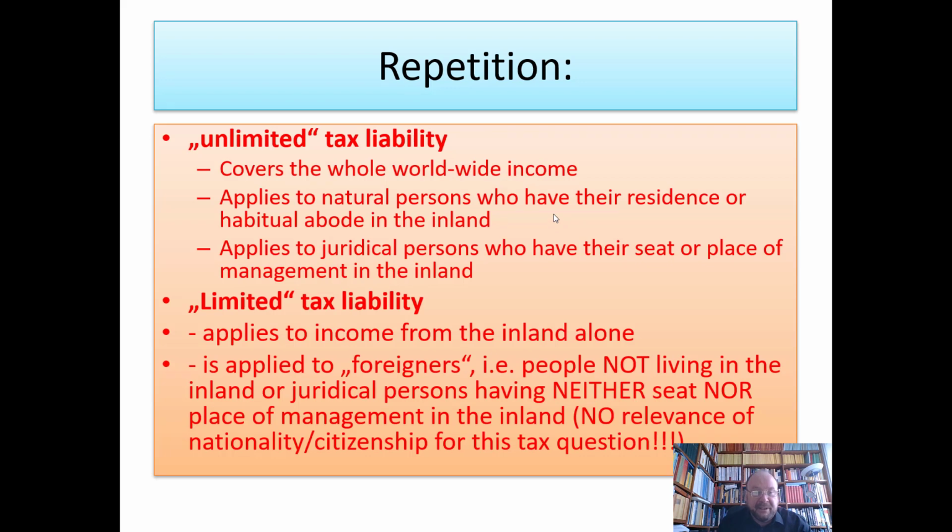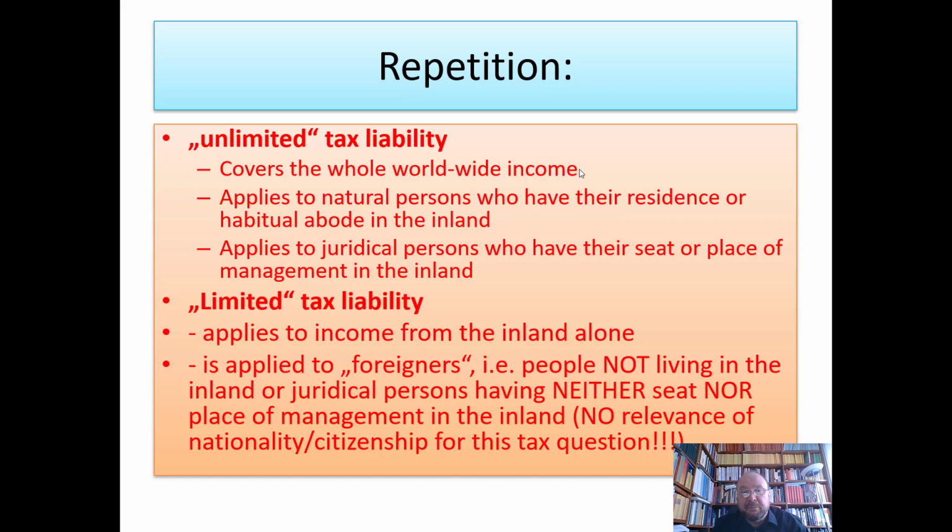Well, let's first repeat some of the basics because I know from my own student times you will probably have forgotten them. So remember, there was an unlimited tax liability, and that was a completely German technical term. Other countries would call it the taxation of residence, or the worldwide taxation, or the comprehensive income taxation. There are many, many technical terms in different countries for all the same thing, namely a tax liability which covers your whole worldwide income, ladies and gentlemen, and applies to natural persons who live in the inland, so have their residence here or their habitual abode, and it applies in case of juridical persons to juridical persons who have their registered office, that is their statutory seat, or their place of management in the inland.